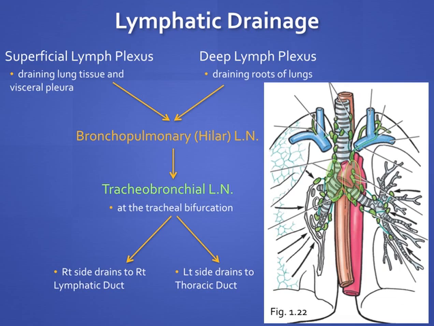So that's lymphatic drainage. That's the neurovasculature of the lungs. Next, we'll talk about the pleura.